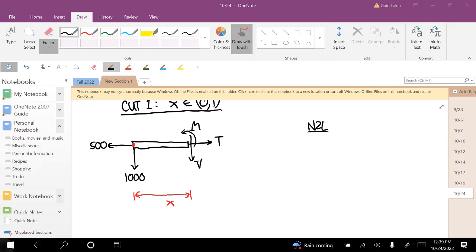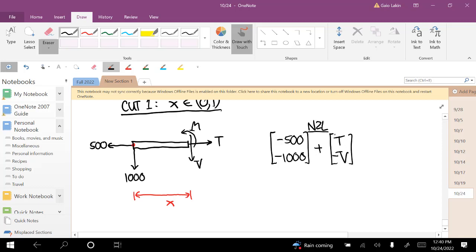Okay, so Newton's second law says, I'm going to lump the two forces that are at the same point here into a single vector. So negative 500, negative 1,000, plus, you can also lump the T and negative V into one vector. They're at the same point. So T is equal to positive 500, V is equal to negative 1,000.